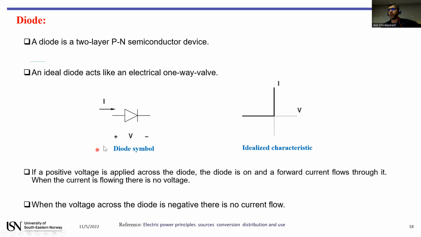And when the voltage across the diode is negative, it means that the voltage here is negative. So there is no current. So it's switched off. Consider it as a switch on and off. When it's on, we say that there is a short circuit, and when there is a negative voltage on the anode terminal, we can say that the switch is off.